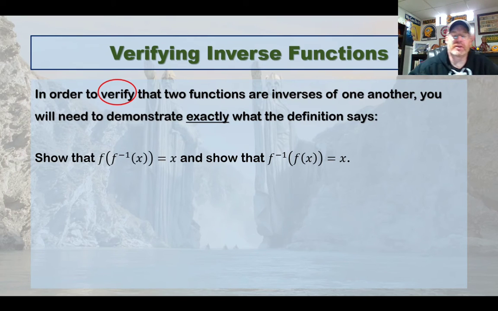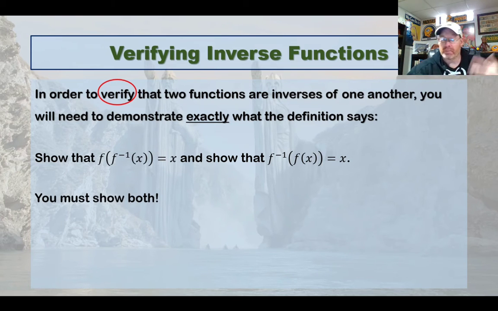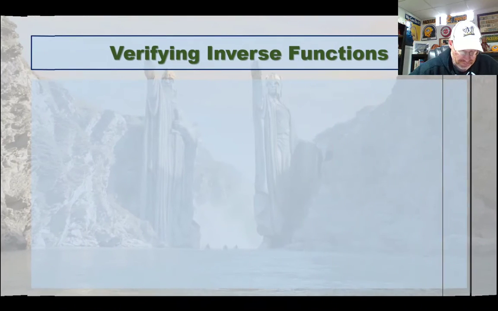All right, so that means you're going to have to create composite functions. And again, you have to show that both of them are true. Some people automatically think that if you show one, that it proves that the other one is also true, and it's not the case. Not always.